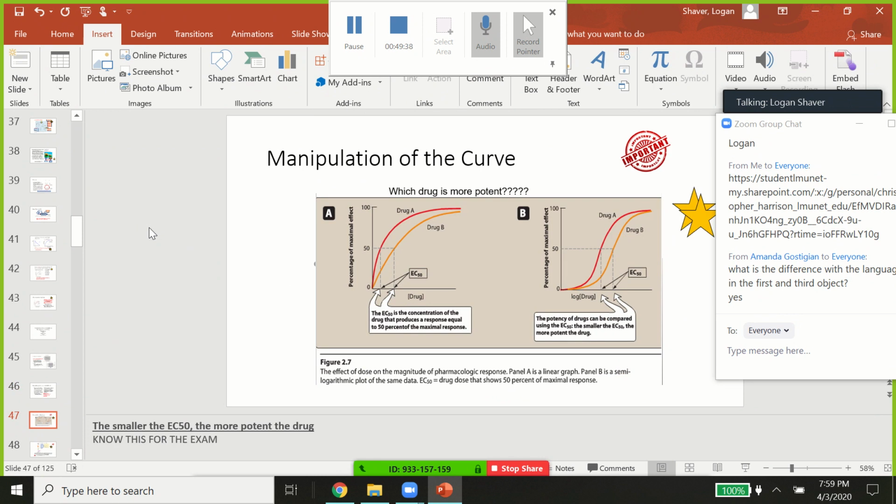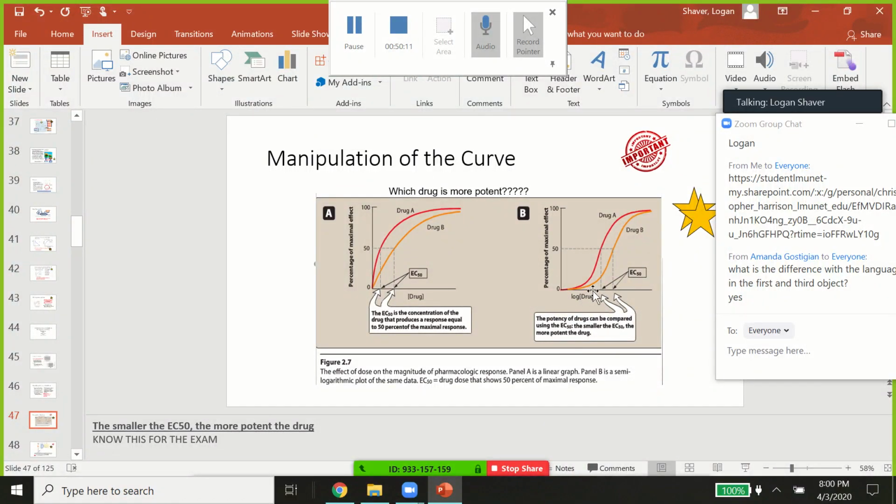Now, the reason I have this one here is because I think it's a very good slide for helping you understand potency, and also what that has to do with EC50. So make sure you know how to determine from a graph which one is more potent. They'll give you something very similar to this on the exam. So you see drug A and drug B.